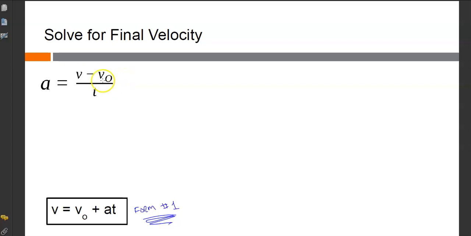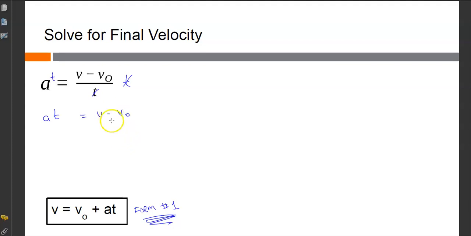So what I want to do here, to get this guy by himself, I've got to get rid of the minus V naught, and I've got to get rid of this divided by t. Well, it's most convenient to get rid of the divided by t first. So I am going to come in here with that idea that I can do anything I like as long as I do it to both sides. I'm going to multiply both sides by t. And then I have a t on the top, which cancels a t on the bottom. A times t would simply be at. And then I'm left with v minus v naught over here on the right-hand side.